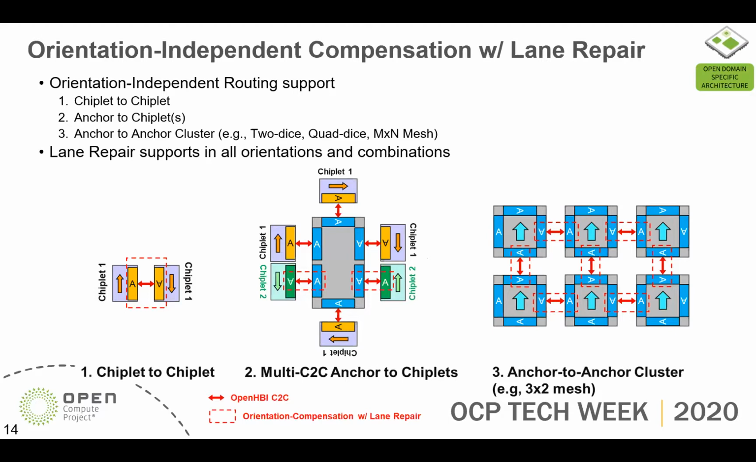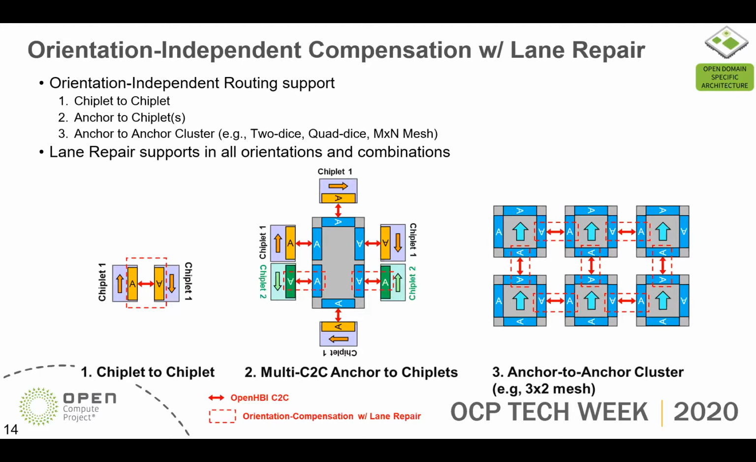This is my second last slide. We talk about our orientation independent routing support. In case it is not clear what it means, this slide uses 3 scenarios to illustrate the concept. First, I'd like to clarify that the OpenHBI is defined such that if the anchor and the chiplet both follow the spec convention, they will always be in the proper orientation to enable seamless and strict connections on whichever die edge of the anchor they are placed on.